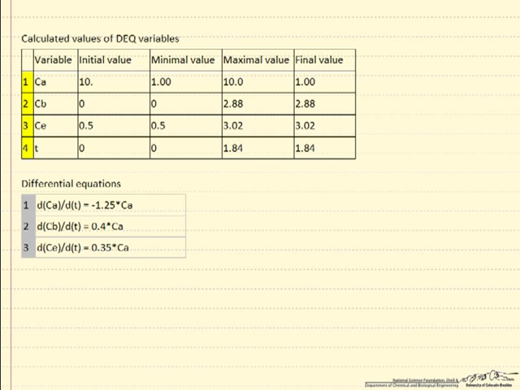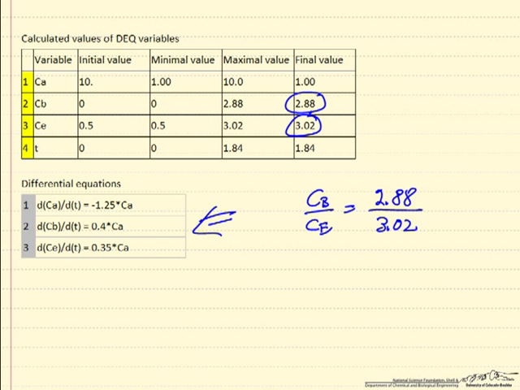Polymath, then, these are the differential equations it's solving. And the results are: here's the concentration of B, here's the concentration of E. The problem wants us to calculate the ratio of the concentration of B over the concentration of E, so that's 2.88 over 3.02. They have the same units, so we don't need to write them down.